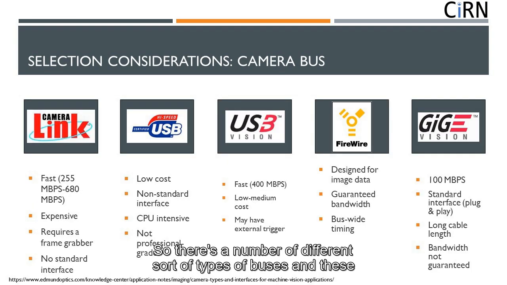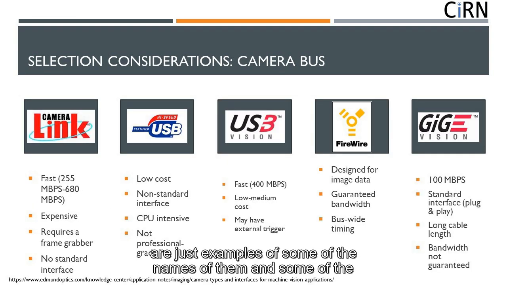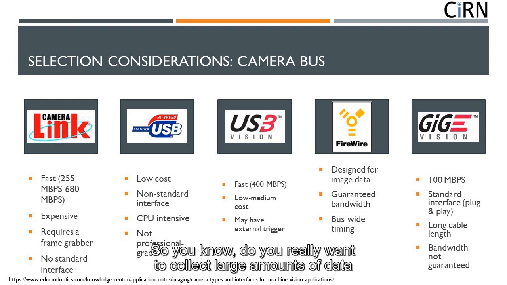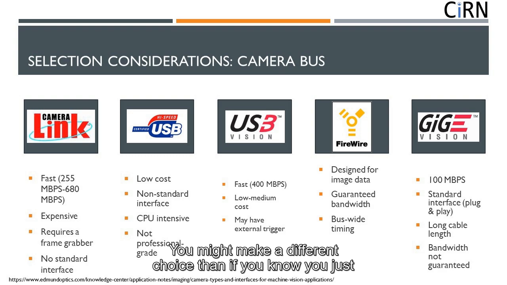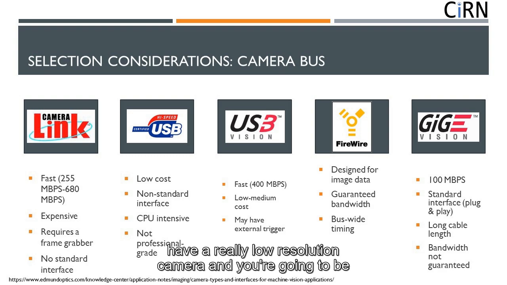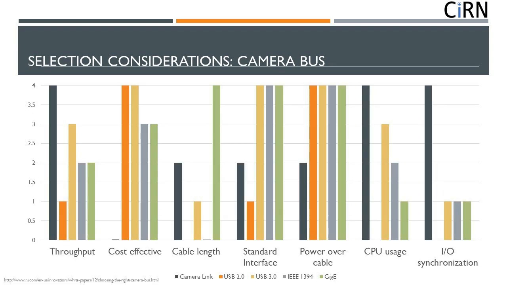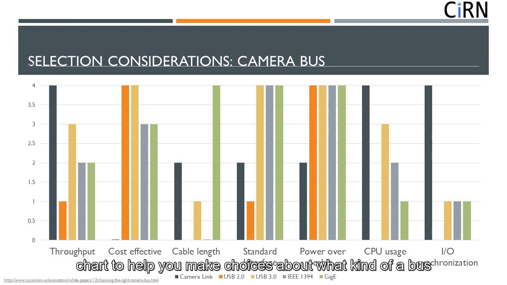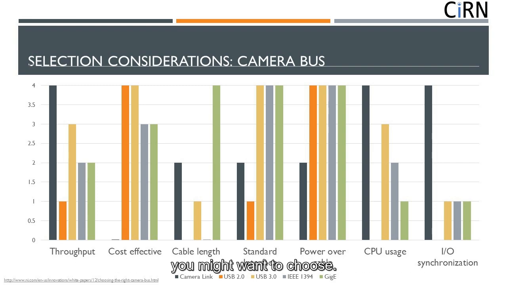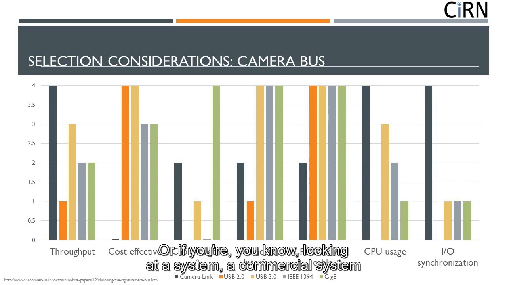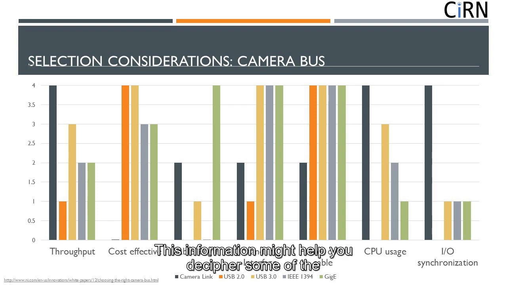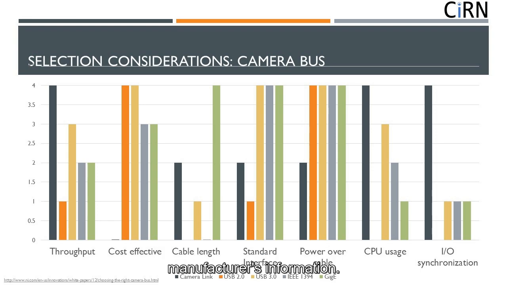So there's a number of different types of buses, and these are just examples of some of the names of them and some of the trade-offs that you can have. Do you really want to collect large amounts of data fast? You might make a different choice than if you just have a really low resolution camera and you're going to be sampling slowly. This is the same kind of information just put into a bar chart to help you make choices about what kind of bus you might want to choose. Or if you're looking at a commercial system that's already put together, this information might help you decipher some of the manufacturer's information.